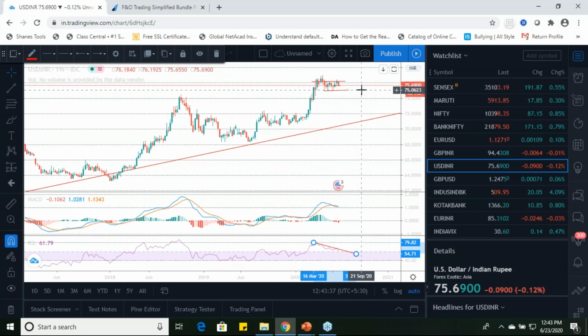So if the currency breaks the 75 level, we can see that the rupee will appreciate and the USD will go further downside again to the levels of 74. And then once 74 breaks again, we can see the levels of 72 coming out in the USDINR. So the rupee will appreciate that much if there is any breakdown.